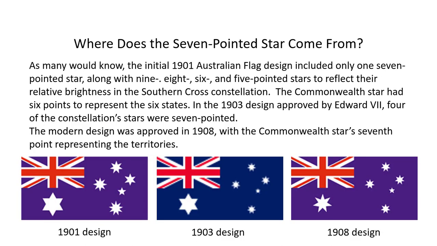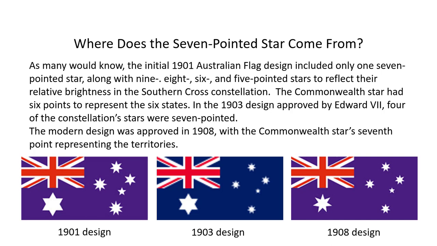As many of you would know, the initial Australian flag design included only one 7-pointed star, and it wasn't the Commonwealth star. It was along with 9, 8, 6, and 5-pointed stars in the Southern Cross constellation to reflect the relative brightness in that constellation. The Commonwealth star itself had just 6 points to represent the 6 states.